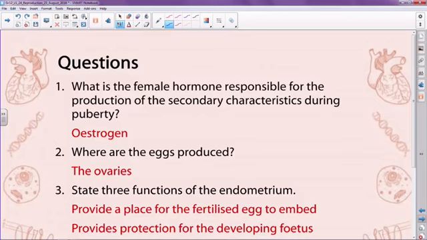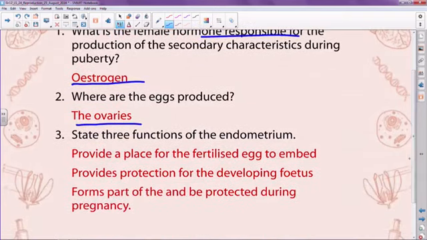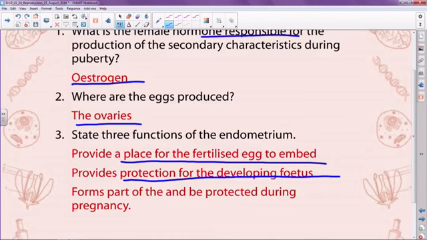Let's have a look at the answers. Firstly, what is the hormone that produces secondary characteristics in females? It is estrogen. Where are the eggs produced? In the ovaries. Next one, name 3 functions of the endometrium. It provides a place for fertilized eggs to embed. It provides protection for the developing fetus. And lastly, it forms part of the placenta and gives protection during pregnancy. So those are the 3 things it does.